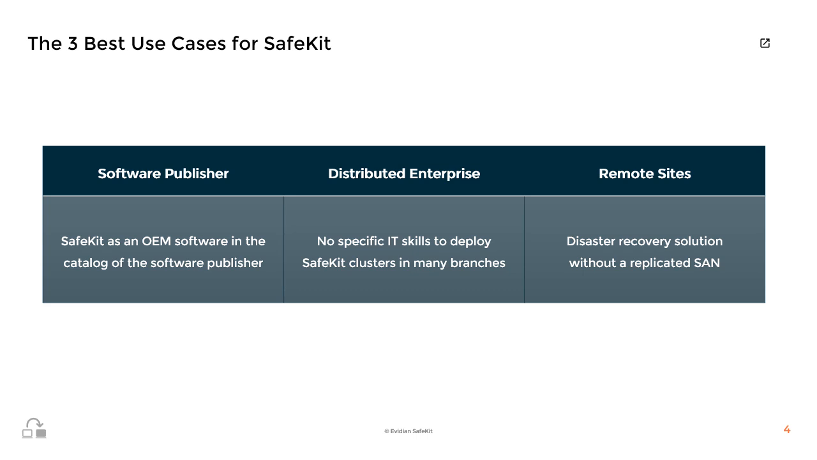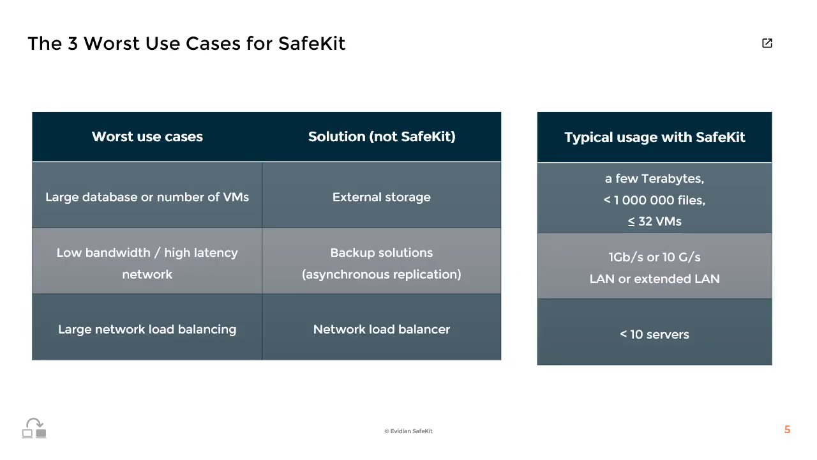Lastly, we have the remote sites use case. SafeKit is deployed in 2 remote sites without the need for replicated bays of disks through a SAN. This provides a cost-effective solution for business continuity and disaster recovery. Now, let's consider the 3 worst use cases of SafeKit.